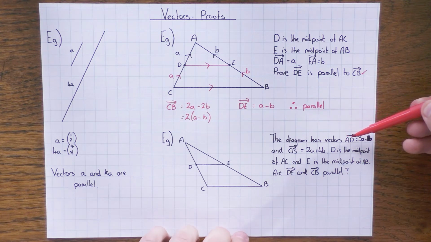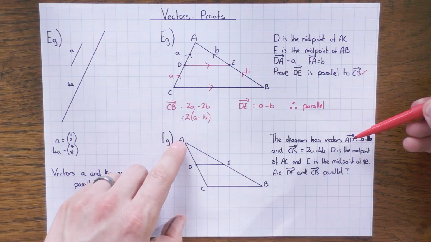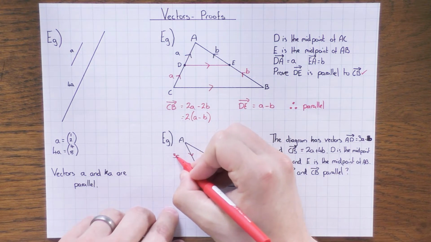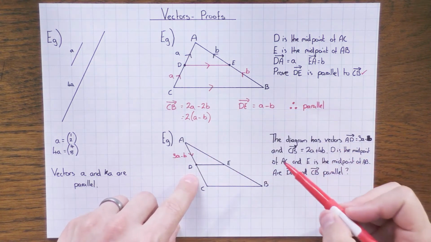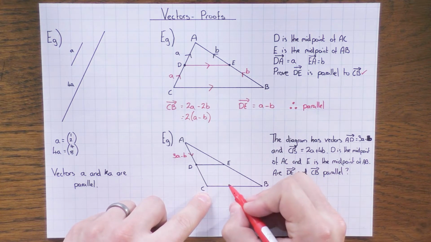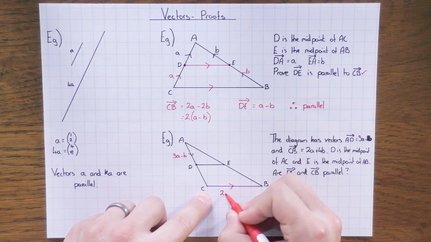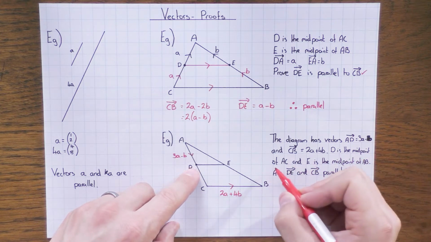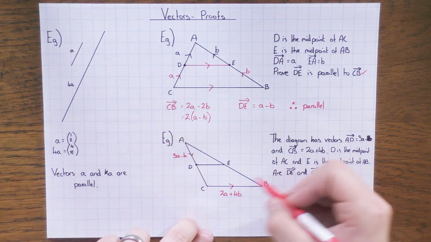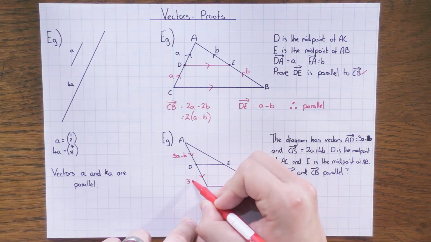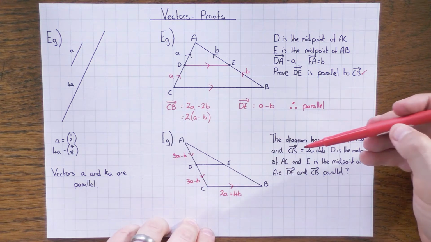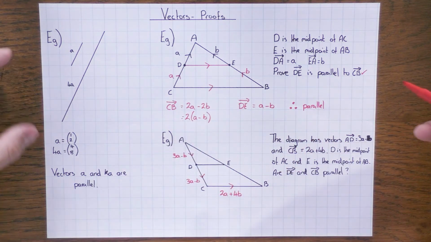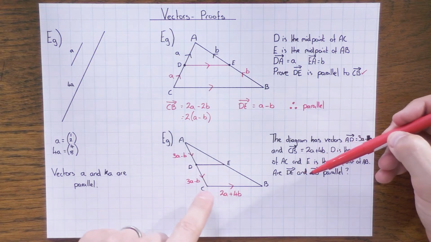The diagram has vectors A to D, and that's 3a minus b. So I'll put that on now. And CB, which is this one here, and that's 2a plus 4b, okay. D is the midpoint of AC, so again I can just put that there, because D is the midpoint, that's going to be the same, so that's fine. And E is the midpoint of AB, but I don't know what AB is yet, so I can't do anything with that. Are DE and CB parallel?